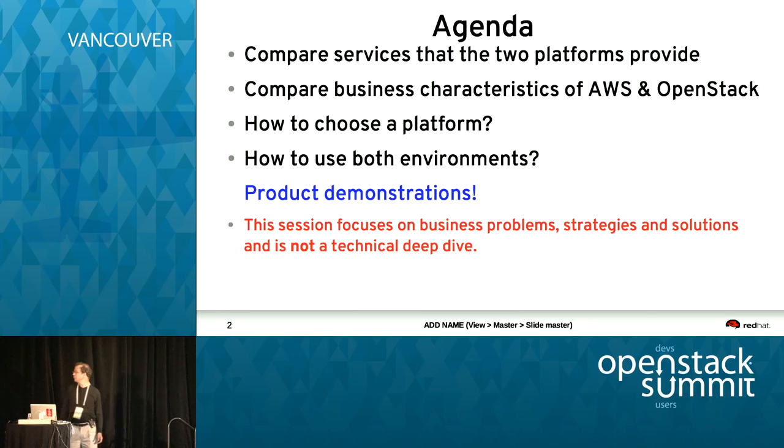This is the agenda, and note, it's not a technical deep dive. So for anyone who wants to know how many IOPS in an Amazon instance, how does that compare to OpenStack, and does an M1 large in AWS give me the same performance in OpenStack or anything like that, this is not that session. So it's going to be higher level.